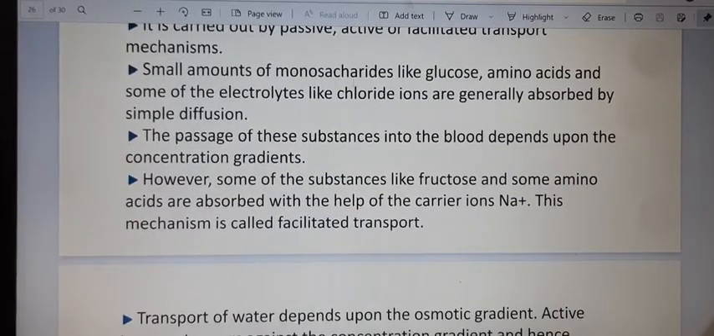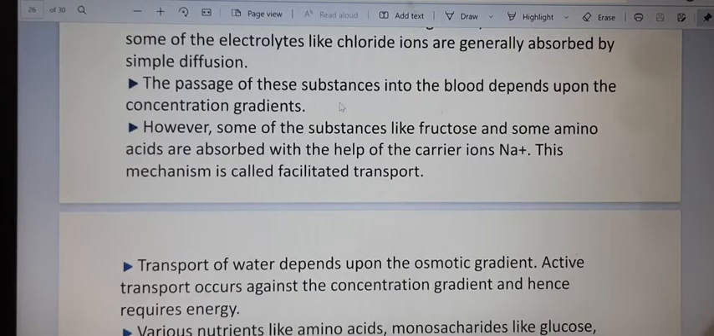Small amounts of monosaccharides like glucose, amino acids and some of the electrolytes like chloride ions are generally absorbed by simple diffusion from the intestine into the intestinal villi and then into the blood vessels. The passage of these substances into blood depends upon the concentration gradient. Means if the concentration of them inside the blood is less, they will be absorbed into the blood.